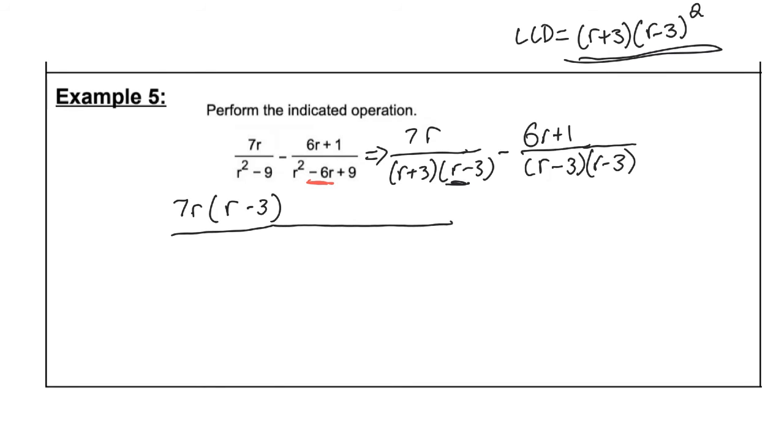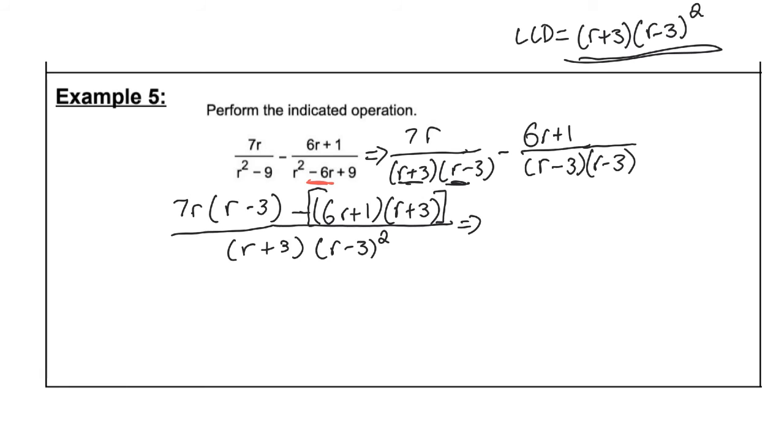Right. And then we're going to subtract, and the second fraction's denominator is missing the r plus 3. So we need to multiply 6r plus 1, right, times our r plus 3, and then we're going to end up subtracting it. I'm going to put a bracket to make sure we distribute that negative at the end. And then we're going to put our least common denominator, r plus 3 times r minus 3 squared.